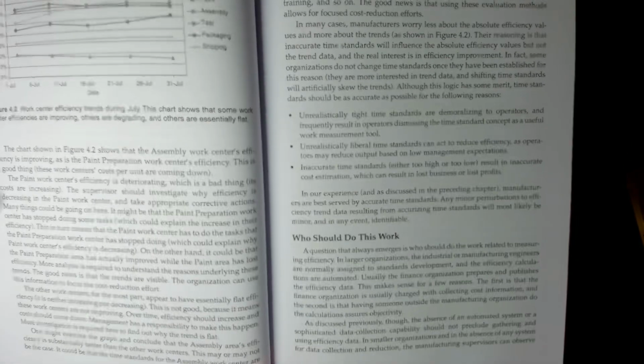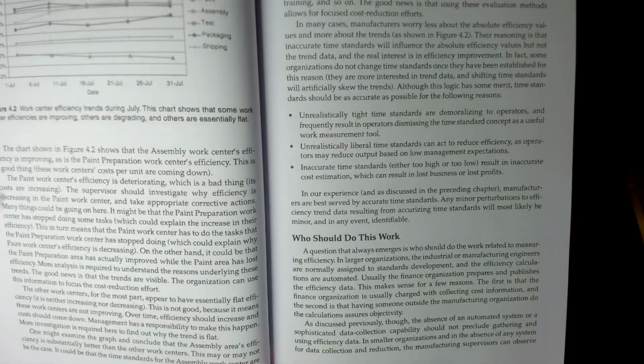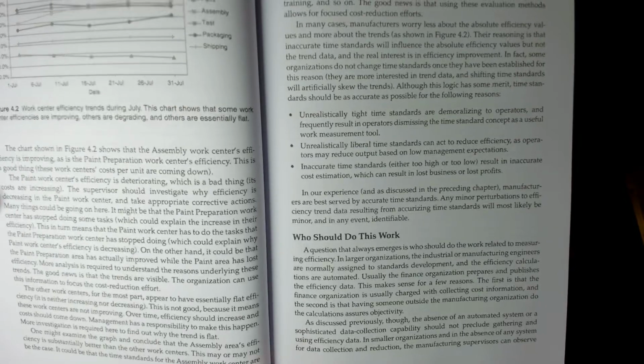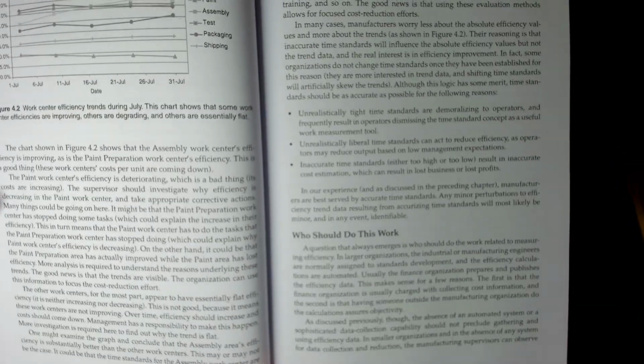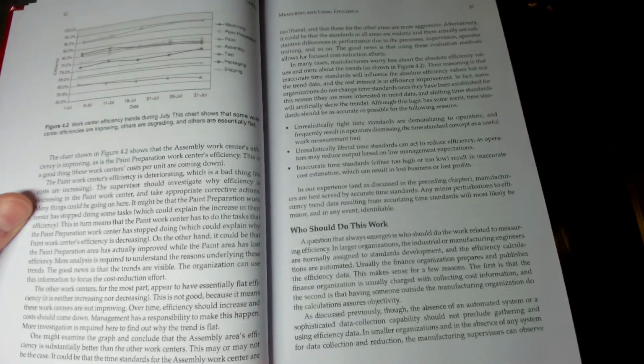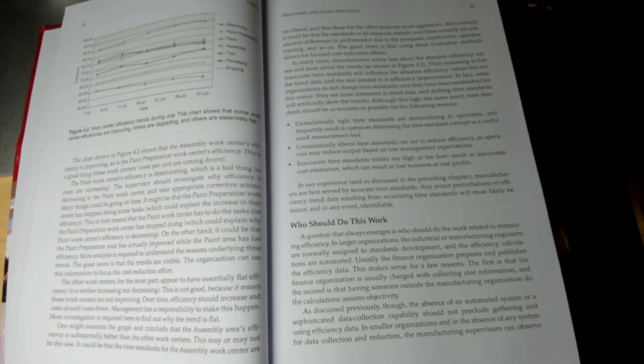Many things could be going on here. It might be that the paint preparation work center has stopped doing some tasks, which could explain the increase in their efficiency. This in turn means that the paint work center has to do the tasks that the paint preparation work center has stopped doing, which could explain why paint work center's efficiency is decreasing. On the other hand, it could be that the paint preparation area has actually improved while the paint area has lost efficiency. More analysis is required to understand the reasons underlying these trends. The good news is that these trends are visible. The organization can use this information to focus the cost reduction effort.